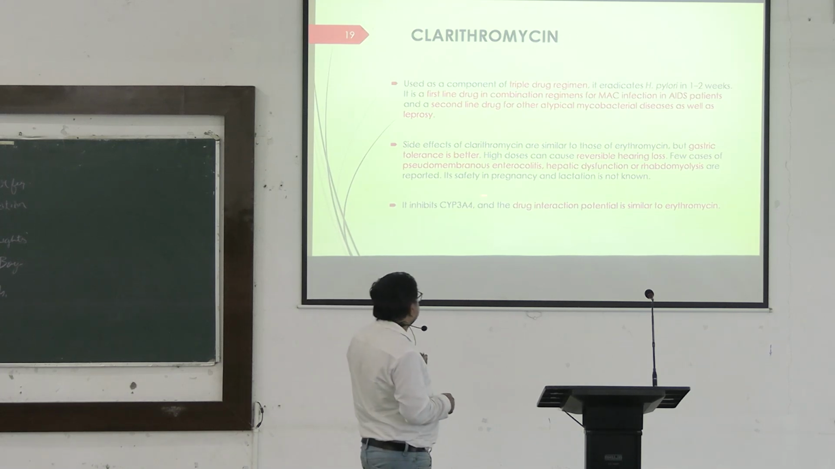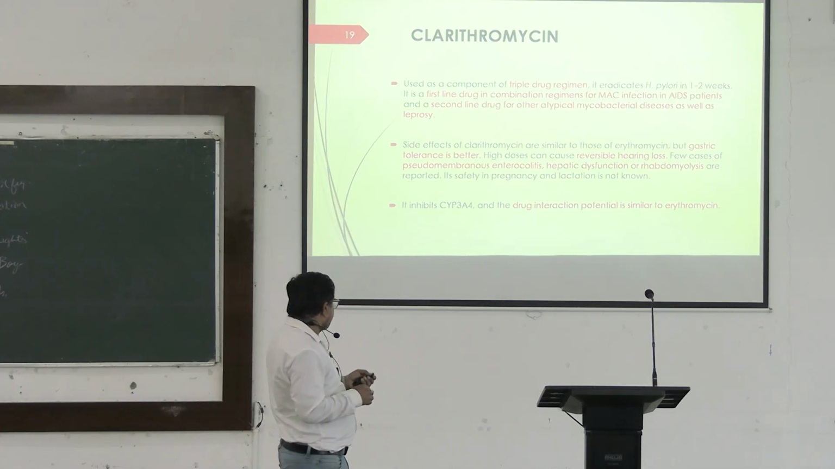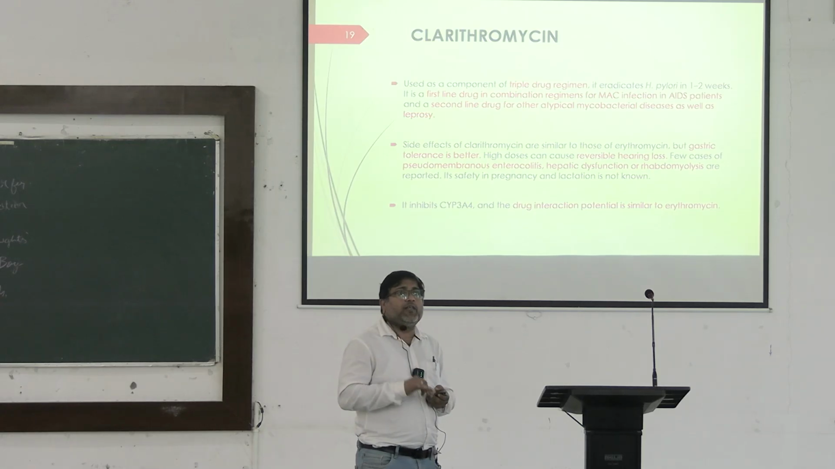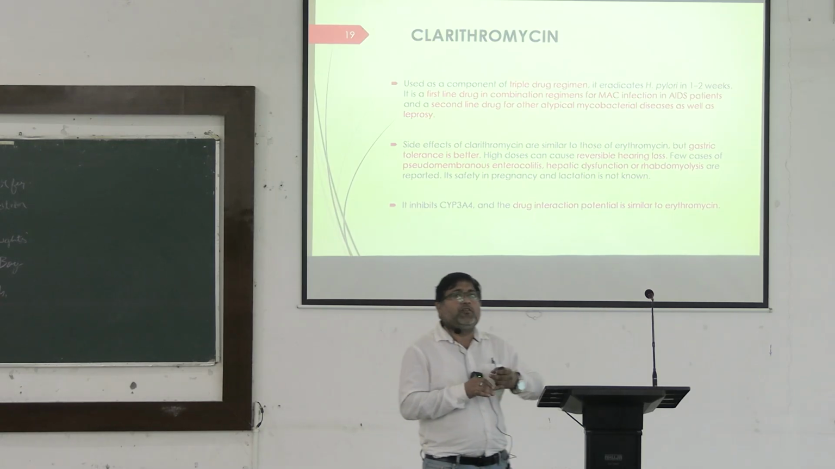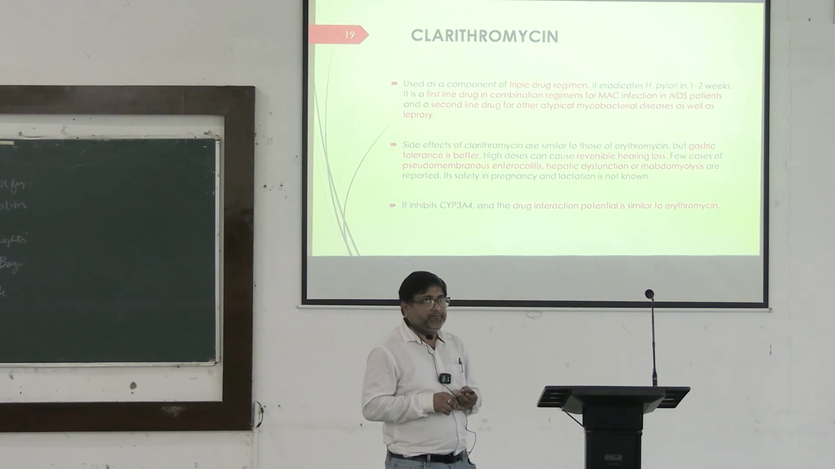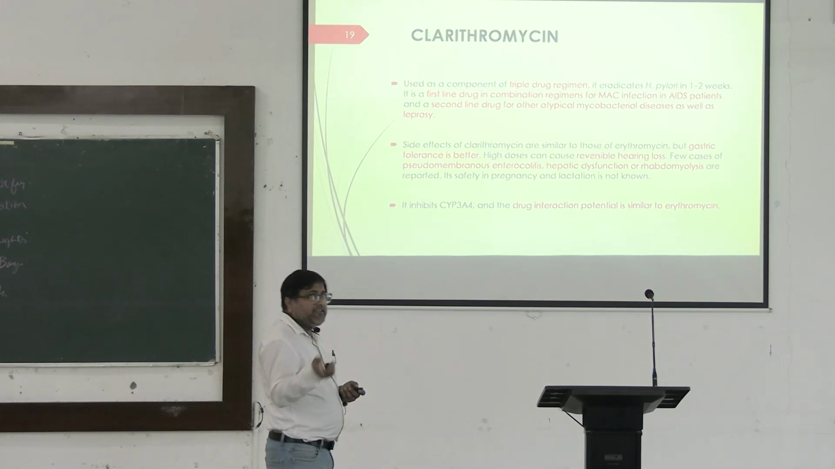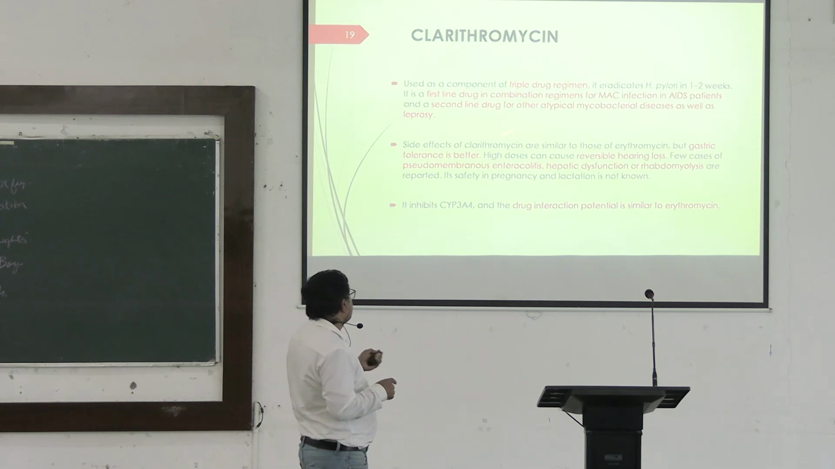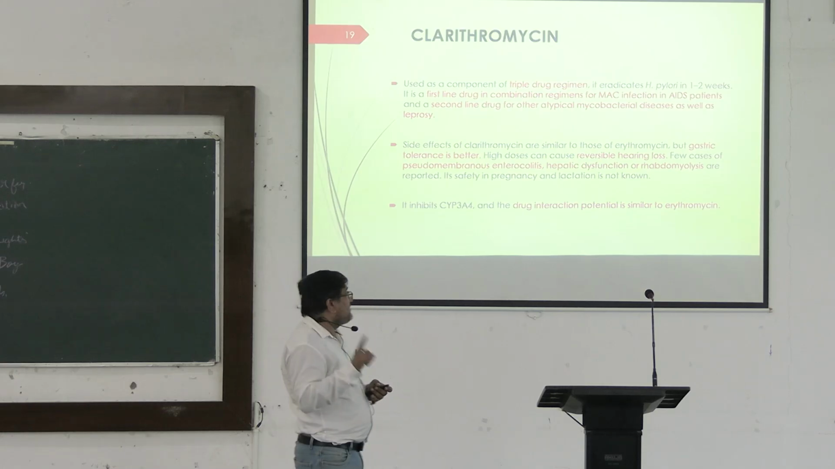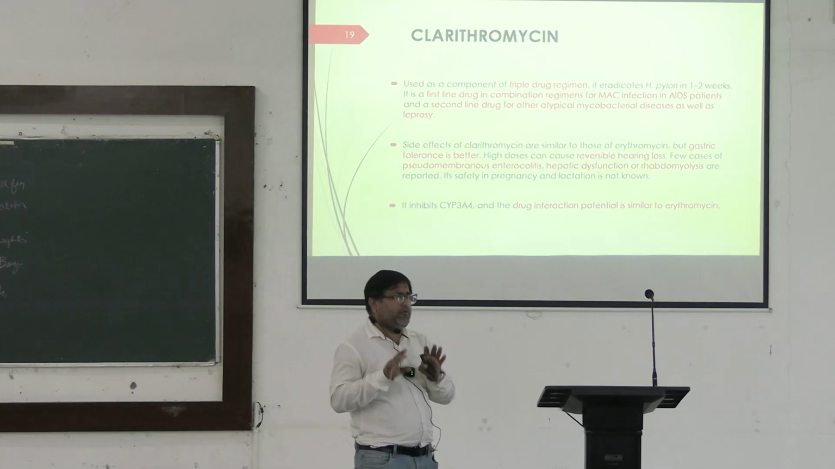Now, gastric tolerance is better. Higher dose causes reversible hearing loss like that of erythromycin. It can also lead to, certain cases have been reported, of pseudomembranous colitis. Which organism causes pseudomembranous colitis? It's Clostridium difficile. So, few cases of pseudomembranous enterocolitis, hepatic dysfunction, rhabdomyolysis are reported. Its safety in pregnancy and lactation is not known. It inhibits CYP3A4 and drug interaction potential is similar to that of erythromycin.